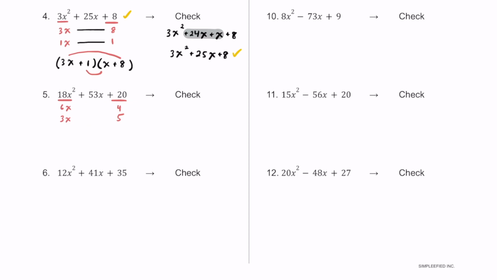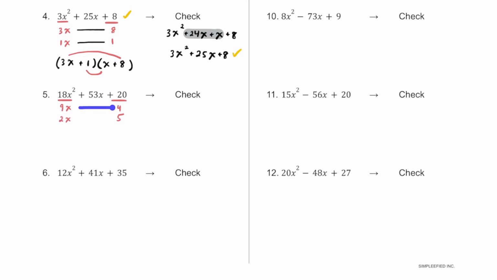That's not what we're looking for. If we go across here, this will be 30x and 12x. That makes, what, 42x, so that's not what we want either. Let's go ahead and maybe change the factors at the beginning here. So instead of 6 and 3, let's try maybe 9 and 2. Let's give it a try.